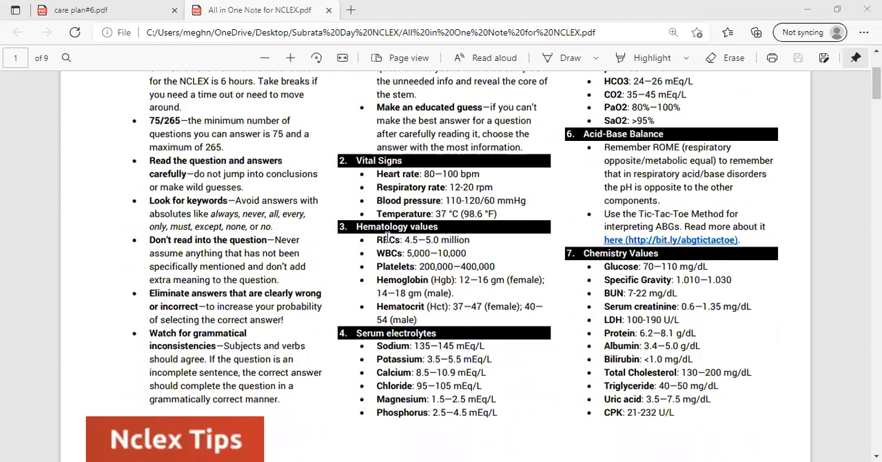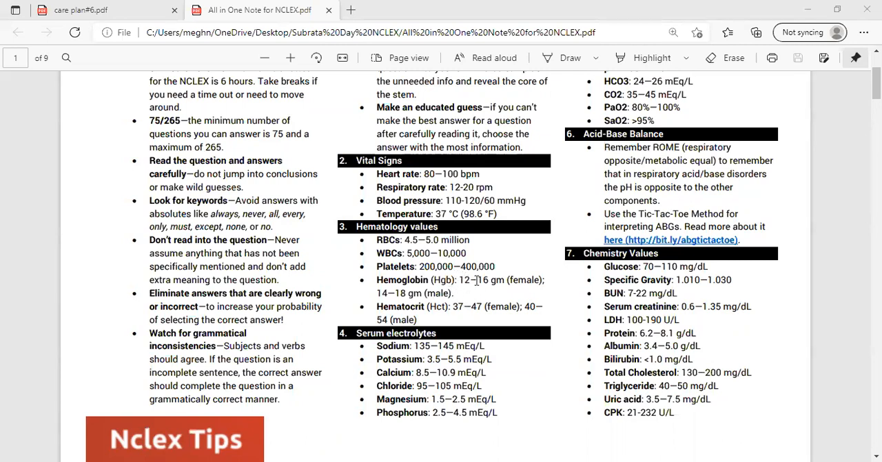Let me talk a little bit about hematological values. Red blood cell is 4.5 to 5.0 million, whereas the white blood cell is 5,000 to 10,000. Platelet is 200,000 to 400,000. So if red blood cells are reduced, the patient develops anemia. If white blood cells are increased, it indicates infection. When platelets are low, the patient develops bleeding.